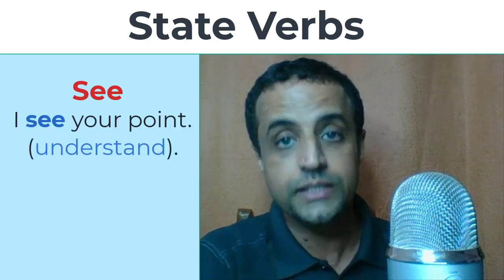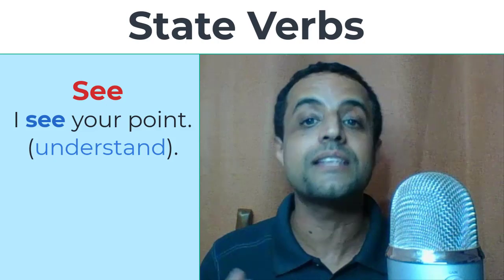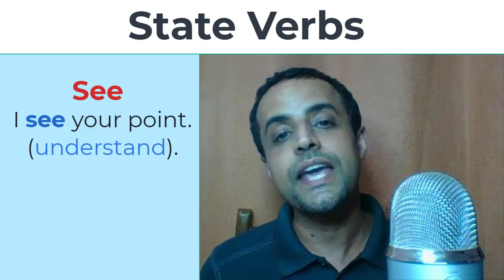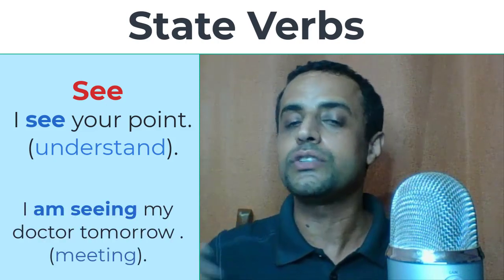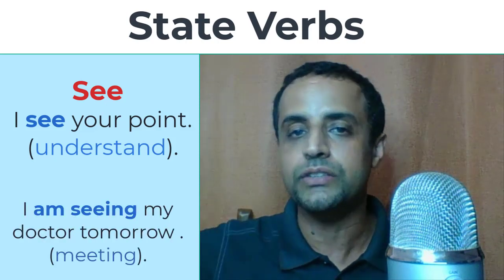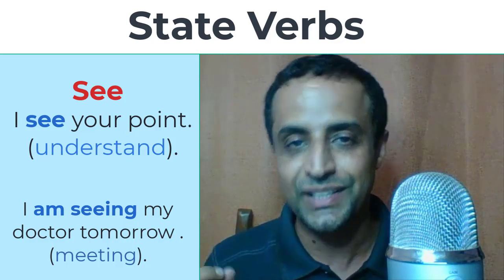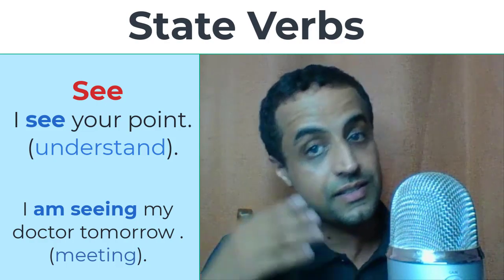For example, the verb see. I see your point means I understand your point. Here, the verb see is a state verb. There is no action in it. But if you say, I'm seeing my doctor tomorrow, it means I'm meeting my doctor tomorrow. Therefore, it can be used in the present continuous tense if the meaning becomes meeting, not seeing.